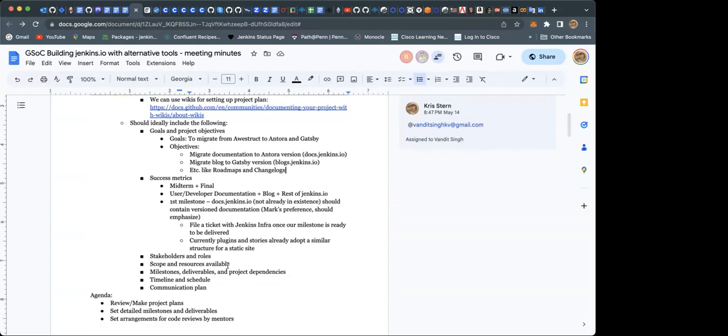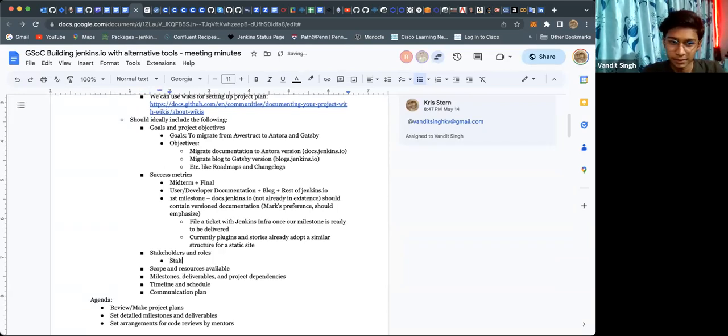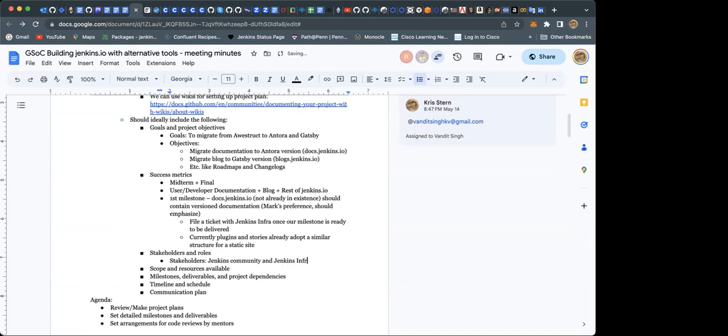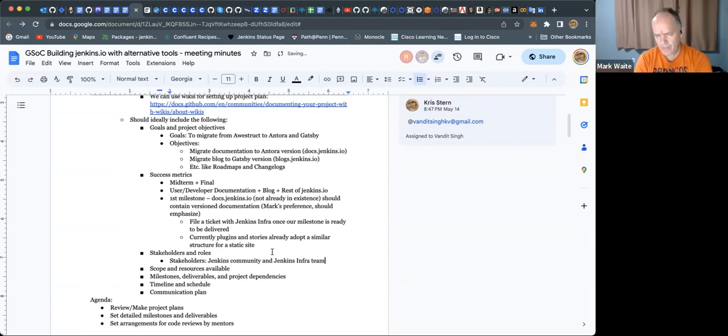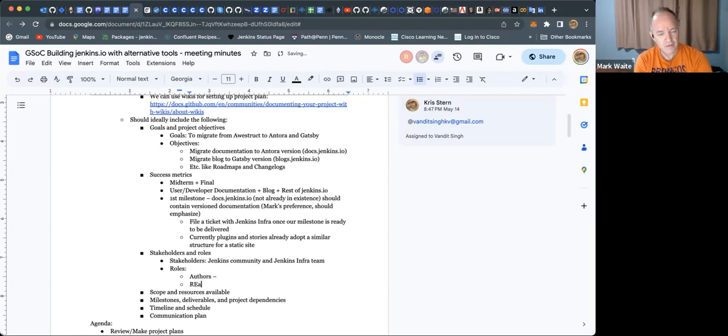Yeah, sure. Sounds good. Okay, so stakeholders and roles. The stakeholders are the community and the Jenkins infra team, because currently Jenkins infra hosts the Jenkins.io site. Yeah, I agree. So these are the major stakeholders. Is it worth it for us to make it clear that there are authors, who are certainly one set of stakeholders? So there are authors, people who are content contributors, and then there are readers, and I think those are both interesting stakeholders. The Jenkins community is sort of a reader, but Chris Stern, Mark Waite, Kevin Martins, Alex Brandis, we tend to be authors. GSoC contributors writing blog posts tend to be authors.